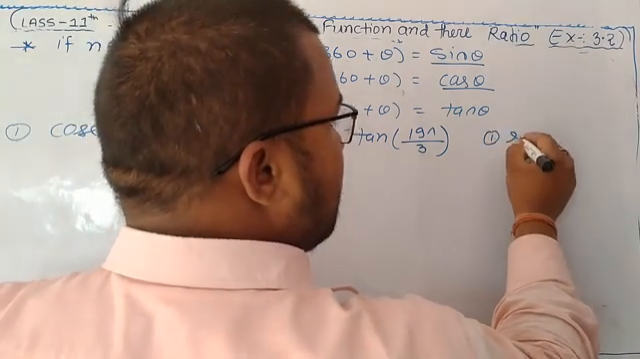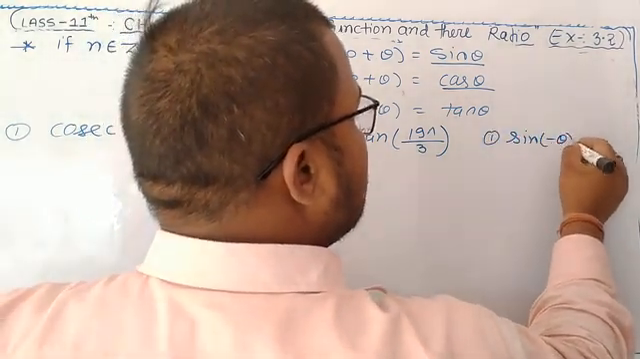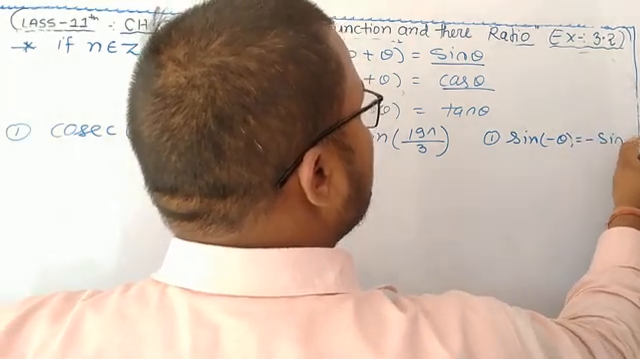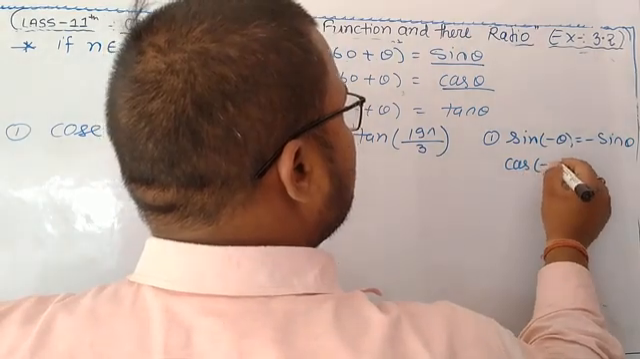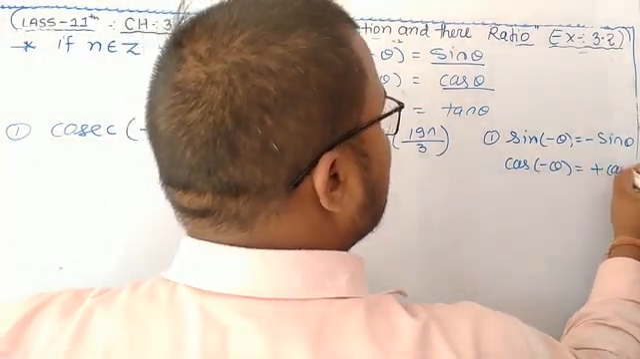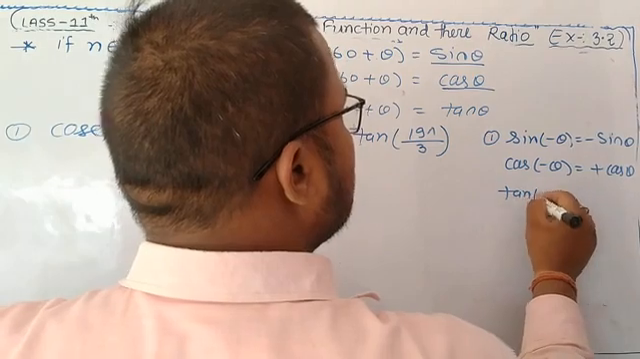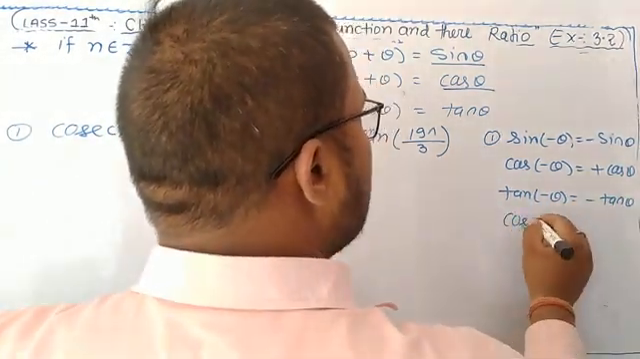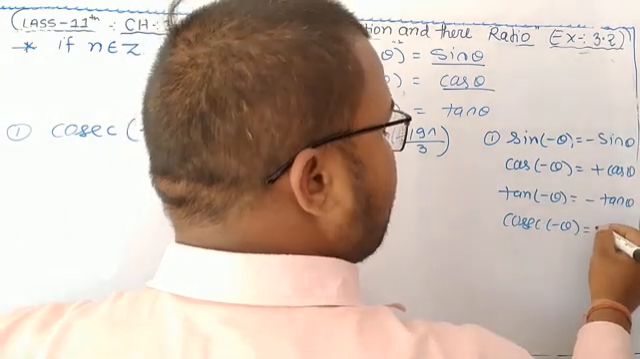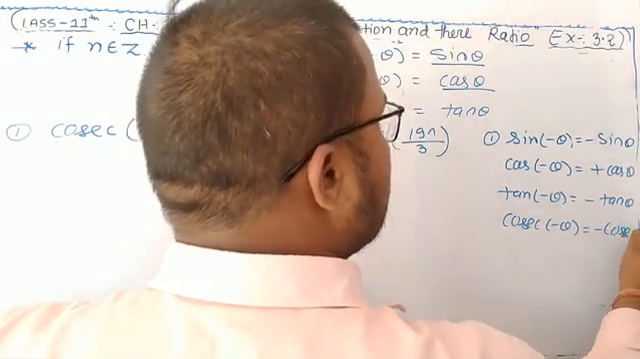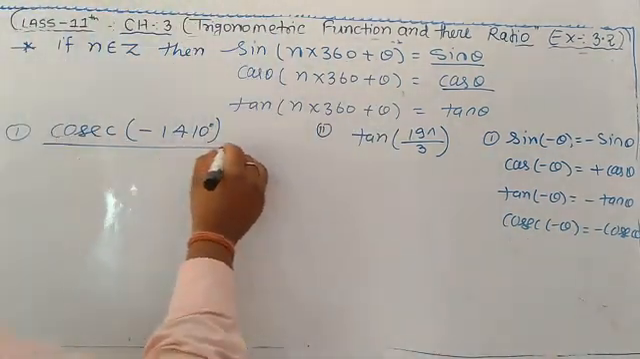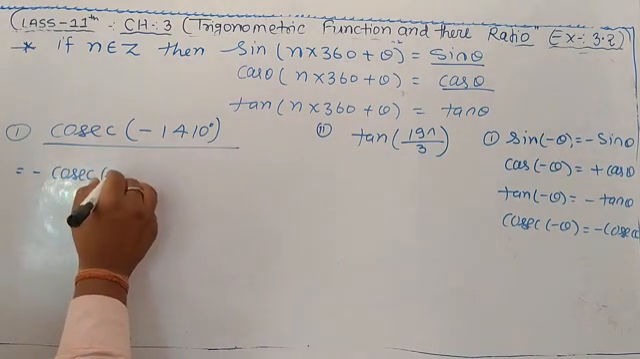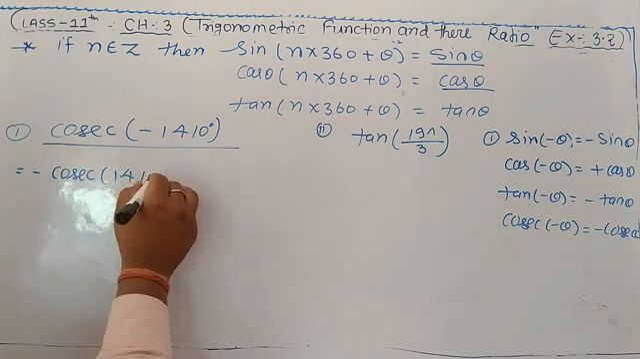First, very, very important: sin minus theta is equal to minus sin theta. Cos minus theta is equal to plus cos theta, tan minus theta is equal to minus tan theta, and cosec minus theta is equal to, student, minus cosec theta. In this question, cosec of minus 1410 degrees.